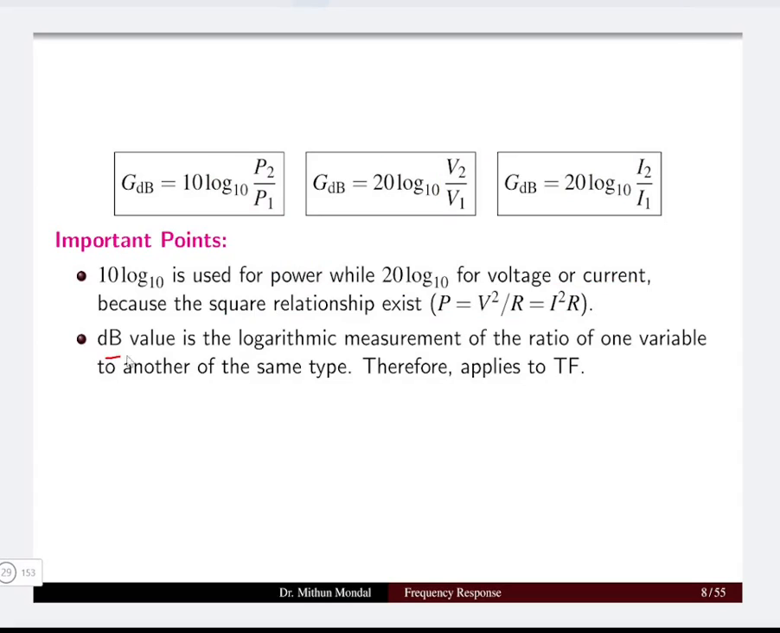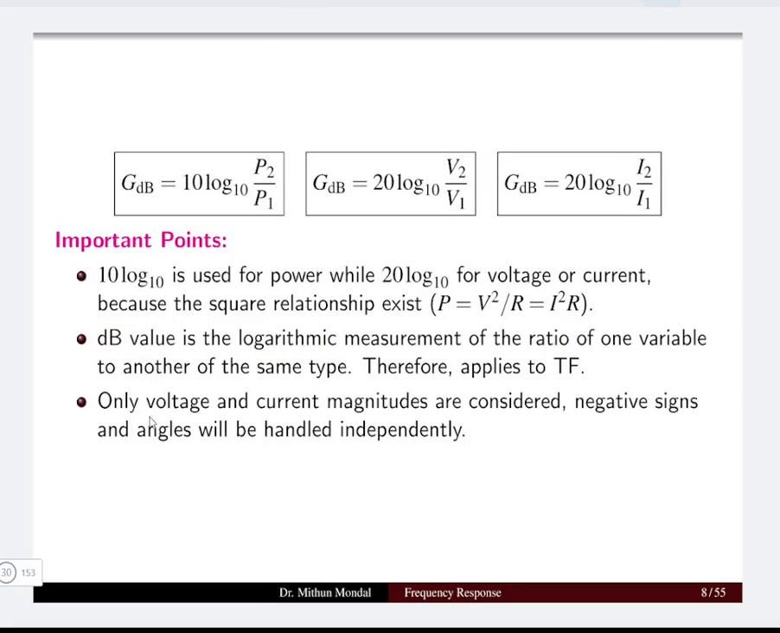Next, the dB value is the logarithmic measurement of the ratio of one variable to another of the same type. So when we say the dB measurement, we say that the ratio is of the same variable, either it is voltage, current or the power. Therefore, it applies to the transfer function, because in the transfer function also we are trying to determine the ratio of two quantities. So dB values in logarithmic will be the ratio of two variables of the same type.